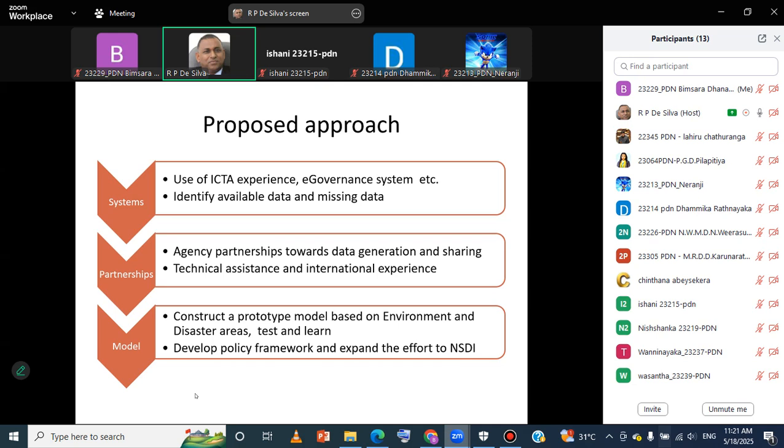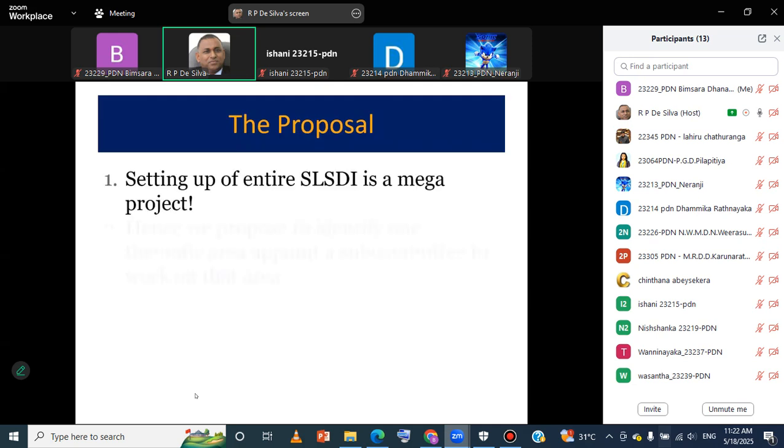So in spatial data infrastructure, one of the key components is data updating. Whenever there's a change, you need to update your data. So there should be a mechanism for that. Construct a prototype model based on environment and disaster areas, test and learn, develop a policy framework and expand the effort to NSDI. So these are some of the approaches that we can take.